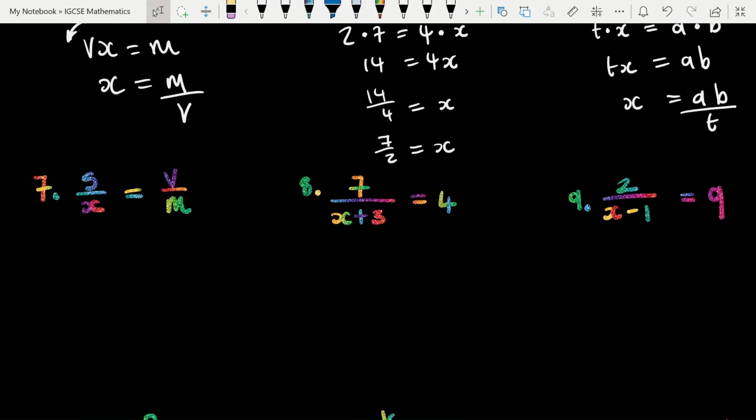Now let's go to number 7. S over x is equal to V over m. How do I break this? Cross multiply again, because I have one fraction on the left and one on the right. So it's as easy as it gets. This is easy peasy lemon squeezy.